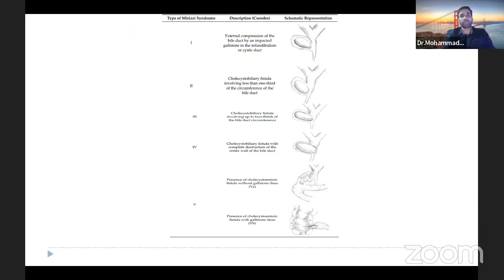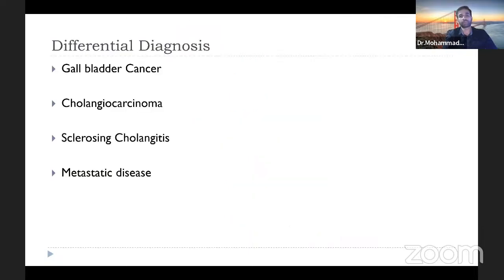Another classification has 5 types. Type 1 is external compression of the bile duct by an impacted gallstone. Type 2 is a fistula that involves less than 1/3 of the circumference of the bile duct. Type 3 is a fistula involving up to 2/3 of the bile duct. Type 4 is a fistula with complete destruction of the entire wall of the bile duct. Type 5 is a cholecysto-enteric fistula, with or without gallstone ileus.